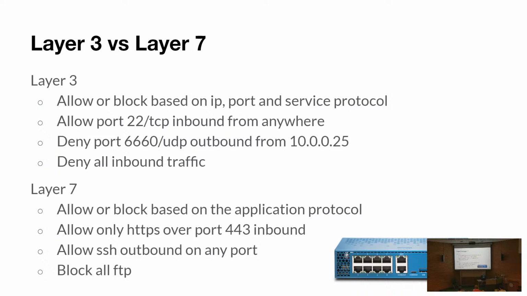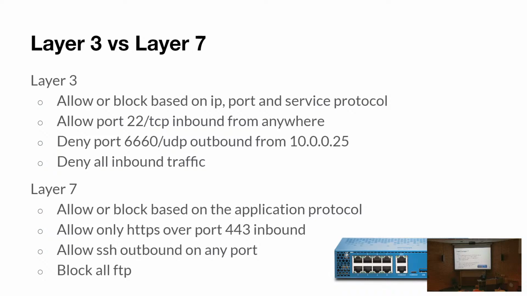It's a little bit complicated, and you'll get into that later. But layer 3 is basically one of the lower layers. So that's like the packets that are traveling TCP and UDP. So a layer 3 firewall can allow or block packets based on an IP, port, or service protocol. So for example, you could allow port 22 inbound or deny port 6660 UDP outbound. You can deny or allow from a certain IP, or you could just deny all traffic whatsoever.